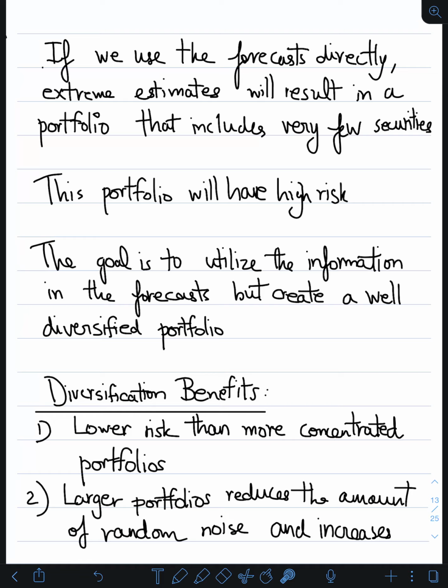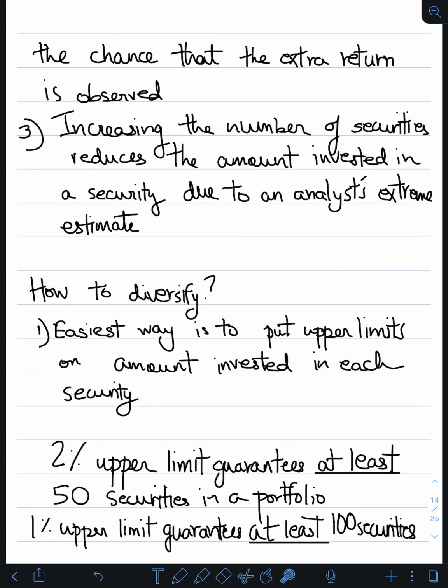So we've talked about this over and over in the class, but what are the benefits of diversification? The first one, of course, is that there's lower risk than in more concentrated portfolios. We've heard that over and over. Okay, larger portfolios reduce the amount of random noise in the estimates, and increase the chance that the actual expected return is observed. So if there's extra noise, the true return may be hiding in there because there's all this extra variation coming into play that should not be in there to make us get a clear estimate of the expected return.